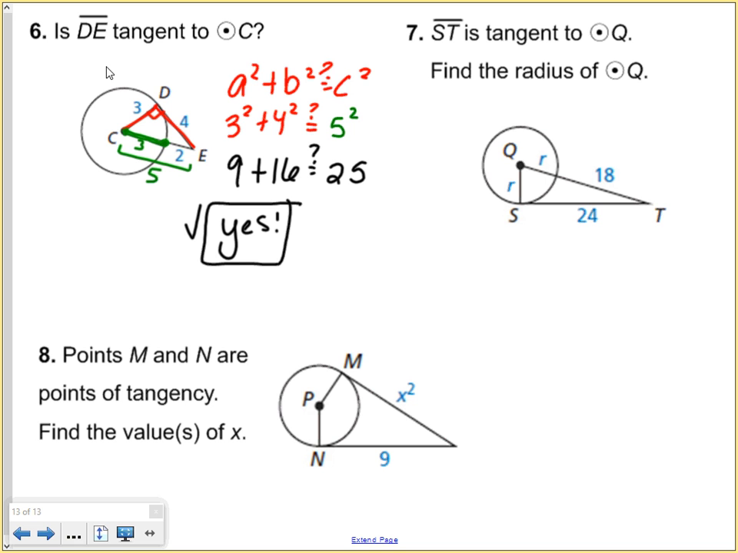I'm going to go through 7 pretty quickly, so try and follow along as quick as you can. This one says ST is tangent, so that is a right angle, so we're going to use the Pythagorean theorem here. This is what we just did. Now the hypotenuse, who can raise their hand and tell me what I can write as an expression that works for the hypotenuse? Okay. 18 plus r. R plus 18 works just as well. So for our Pythagorean theorem, we're going to have r squared plus 24 squared equals (18 plus r) squared.